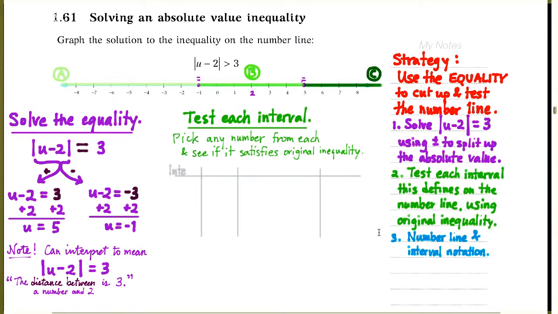So I'm just going to make a quick little chart here of the 3 intervals that we're going to test, the values that we choose inside of those intervals, the test itself, and then the answer. Are we going to include that as part of our answer or not?